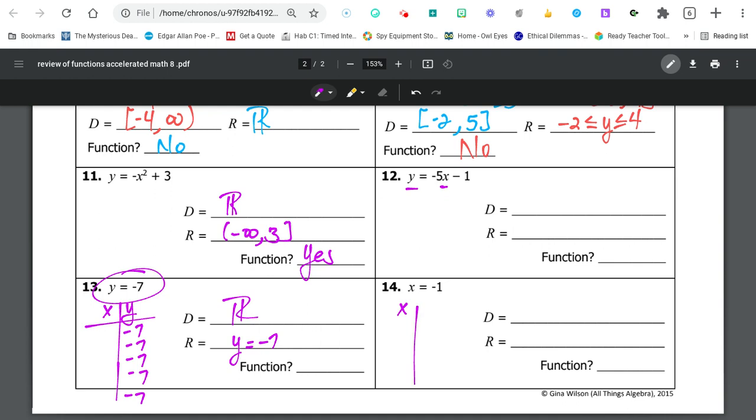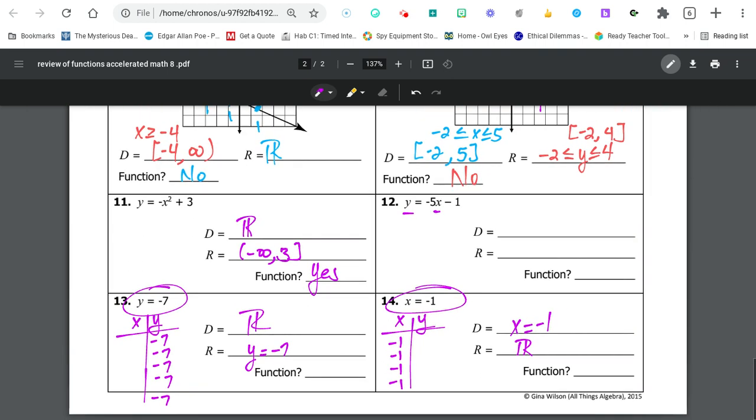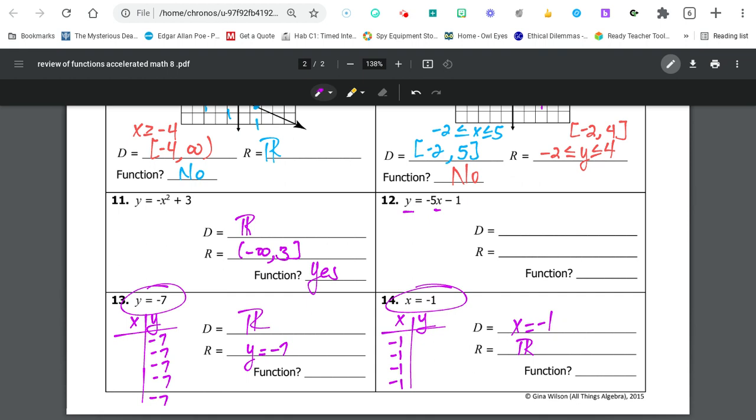On 14, your x is restricted to negative 1. So your domain is just x equal to negative 1. But your range could be anything. There is no y in this, so that would be all real numbers, guys. But again, I will give you a graphing calculator and let you check these, okay? Because we haven't even learned how to graph anything like quadratics.